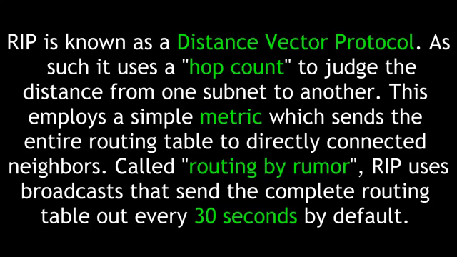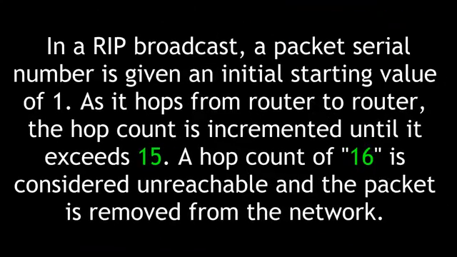This employs a simple metric which sends the entire routing table to directly connected neighbors. Called routing by rumor, RIP uses broadcasts that send the complete routing table out every 30 seconds by default. In a RIP broadcast, a packet serial number is given an initial starting value of 1. As it hops from router to router, the hop count is incremented until it exceeds 15. A hop count of 16 is considered unreachable, and the packet is then removed from the network.